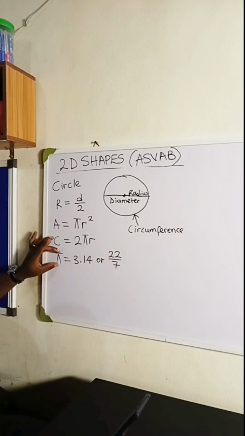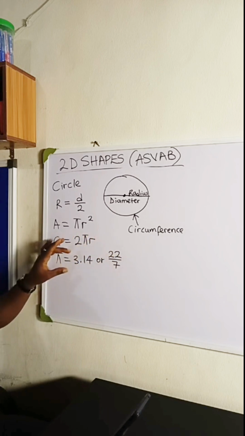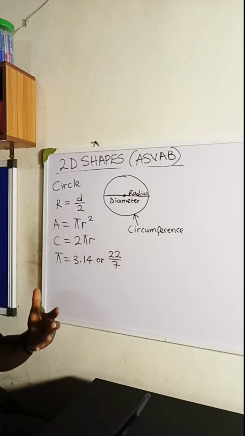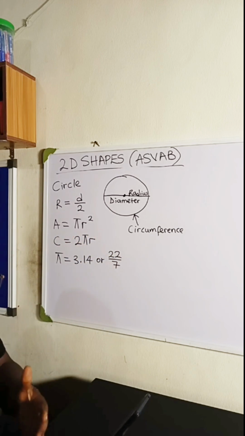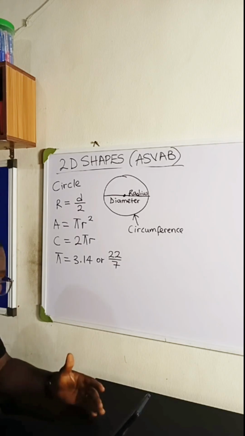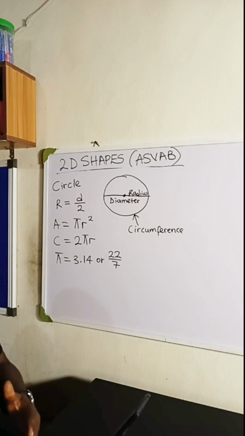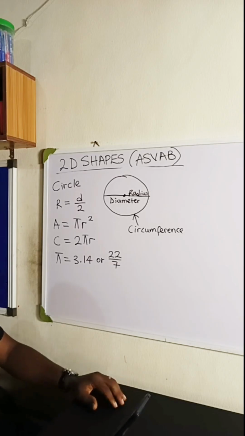So this value will not be given in the ASVAB exams. You will not be told the numerical value of pi. So it is expected of you to remember that pi is equal to 3.14 or pi is equal to 22 over 7. You have to remember that.